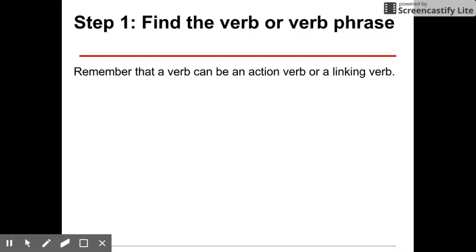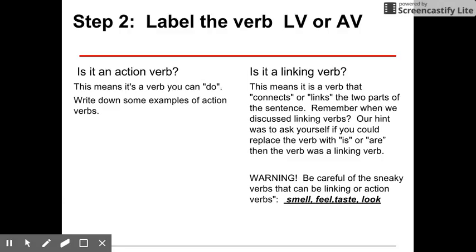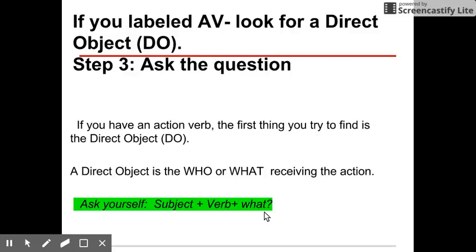Remember that a verb can be an action verb and a linking verb, and depending on which one it is, you're going to be looking for something different. So that's why this is so important. If it's an action verb, remember that's something that you can do, like jump, sing, dance, scream. Linking verbs, you can't do them. They are linking that subject and that predicate. So you want to remember the linking verb test. If you can replace the verb with is or are and the sentence makes sense, most likely it's a linking verb. And be really, really careful of these little sneaky ones: smell, feel, taste, and look.